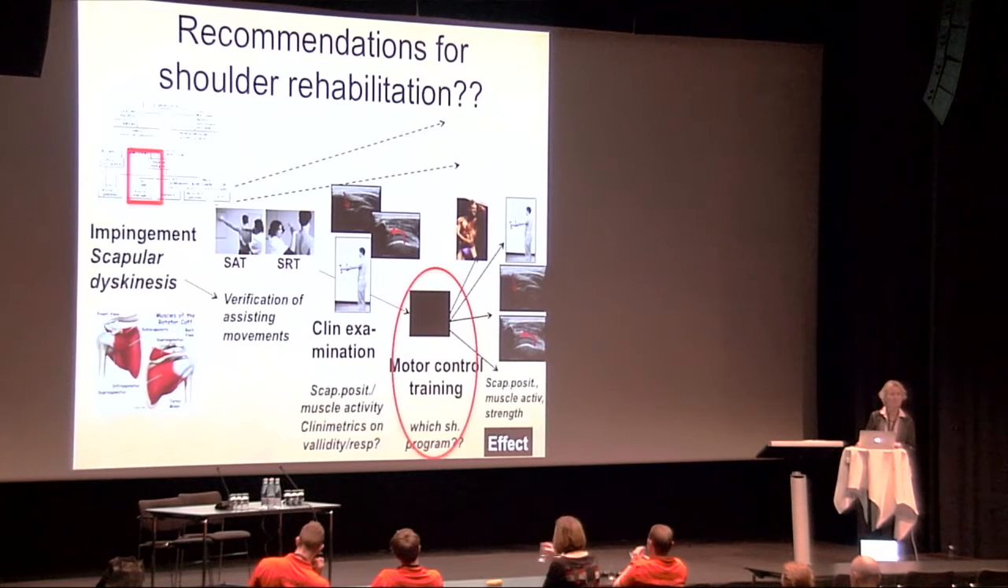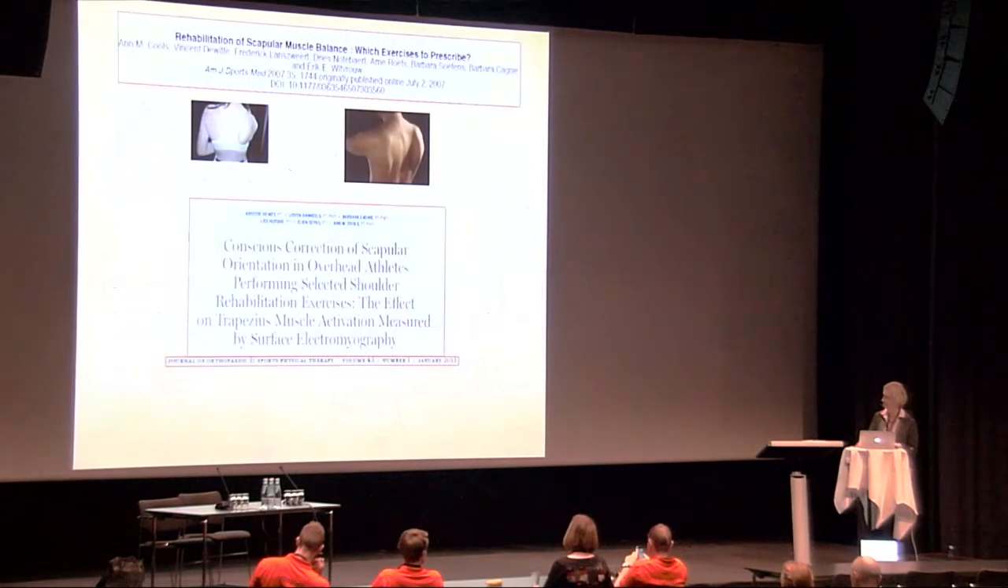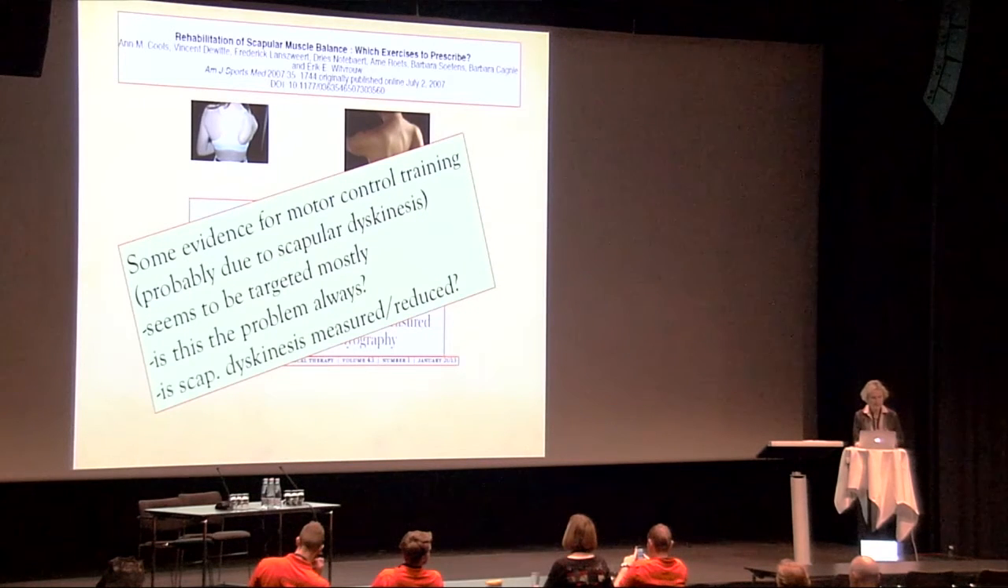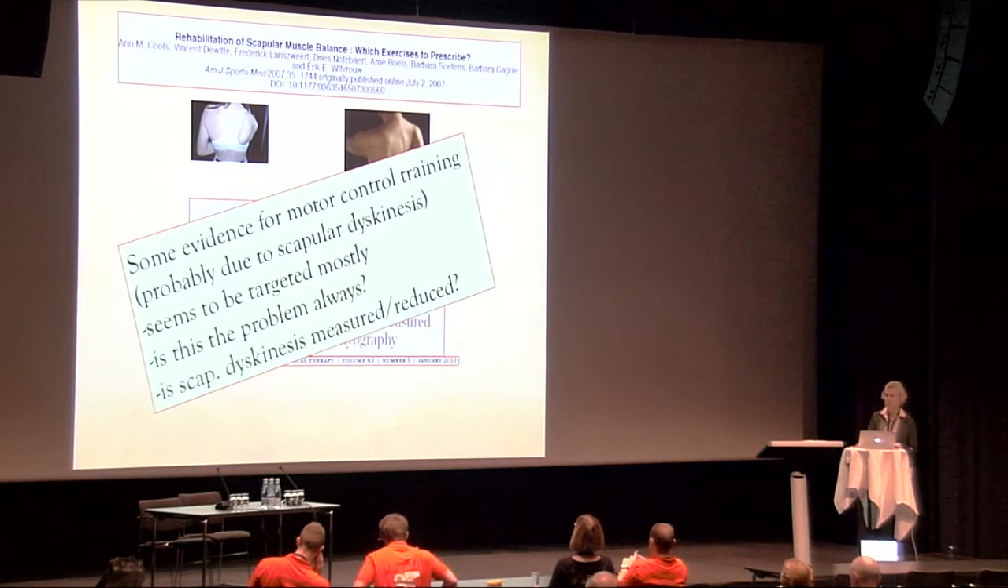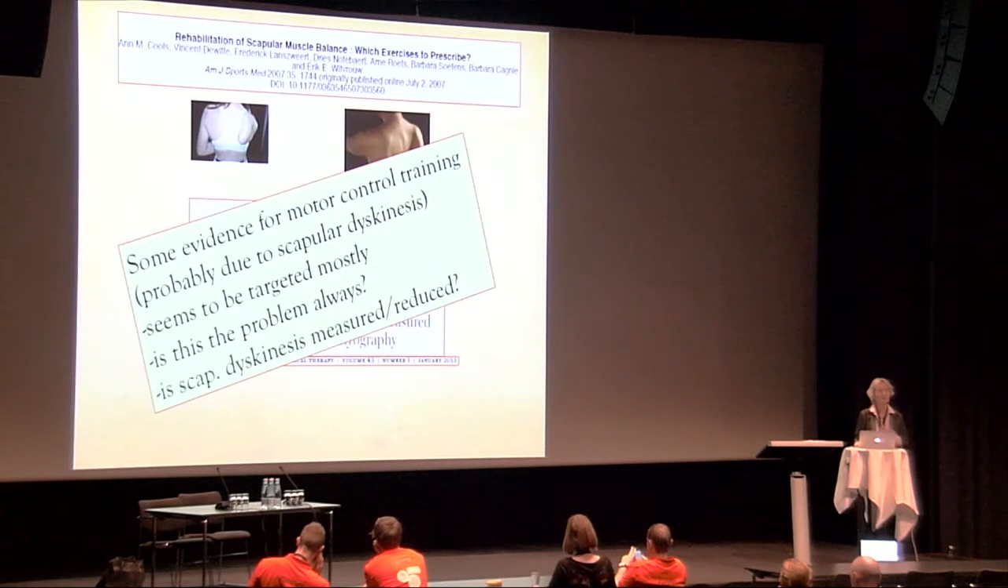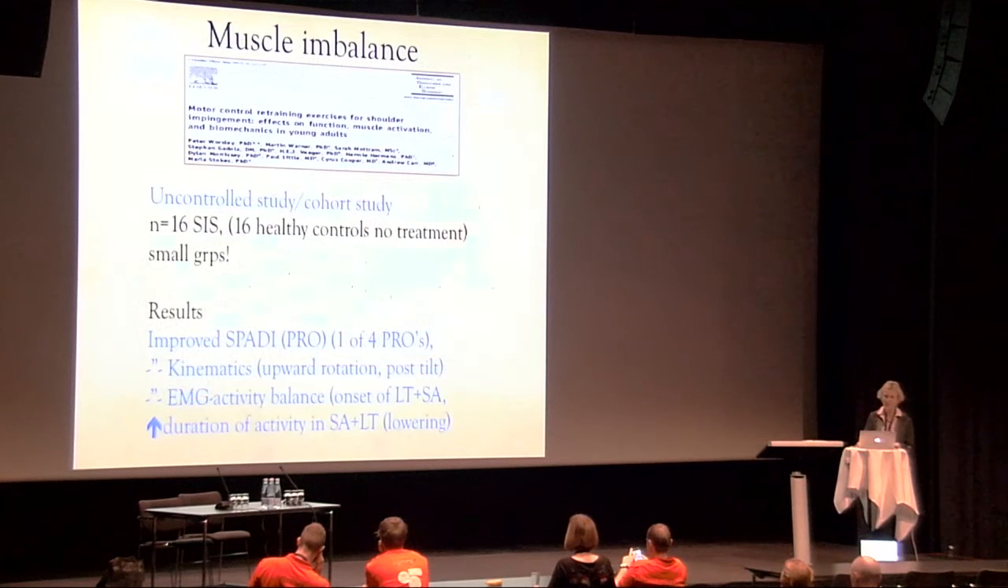There seems to be some evidence for motor control training, probably also due to some of the patients having scapular dyskinesis, since it also seems to be targeted mostly in this condition. But do we know for sure that it is a problem always? And the big problem is also that scapular dyskinesis is not measured afterwards or actually reported whether it was reduced or not. I will go through a few studies trying to look at the motor control training and whether the right problem was targeted and reported afterwards.